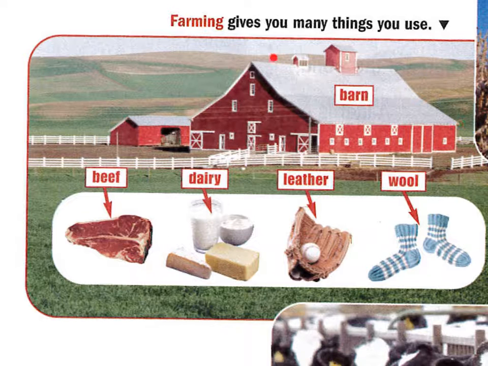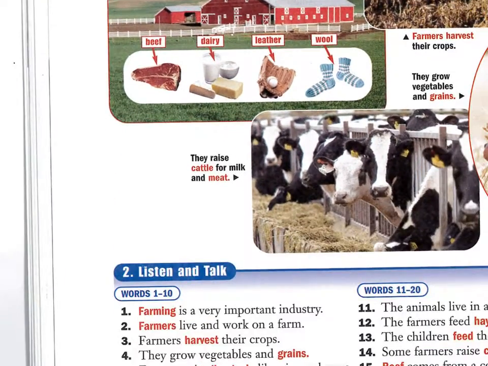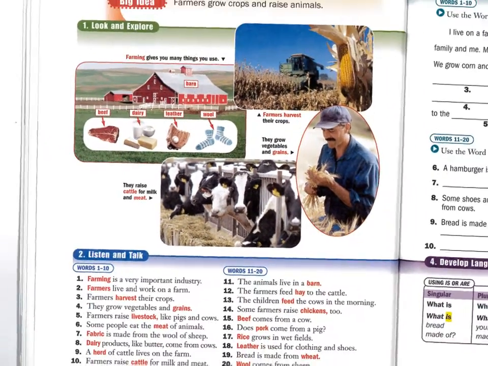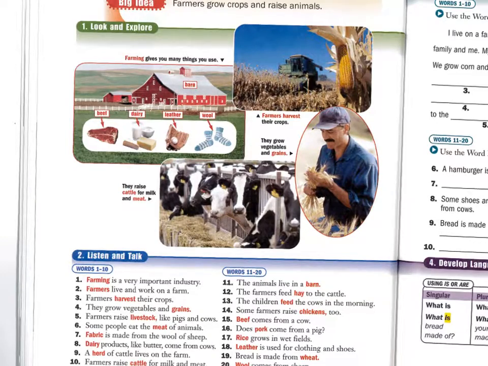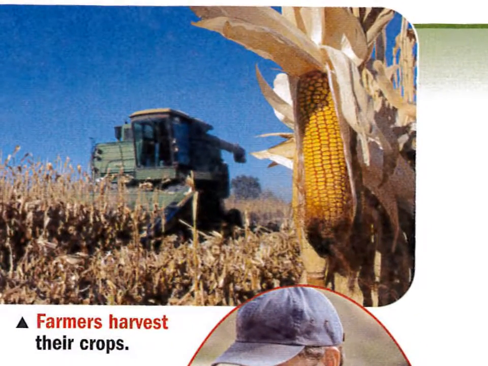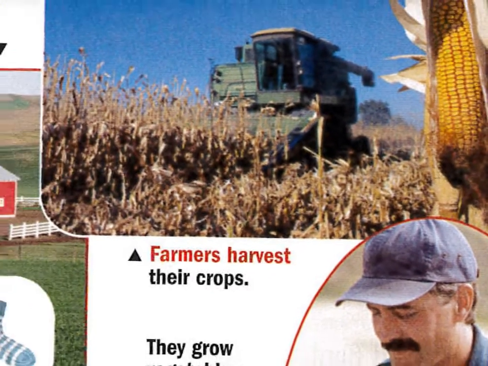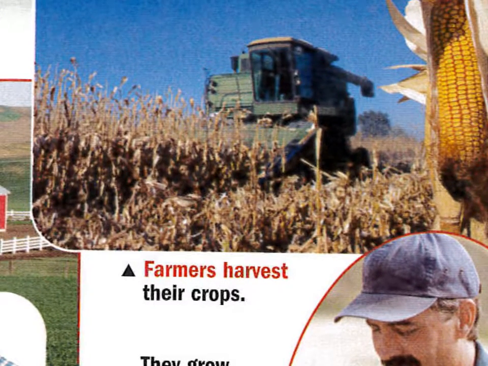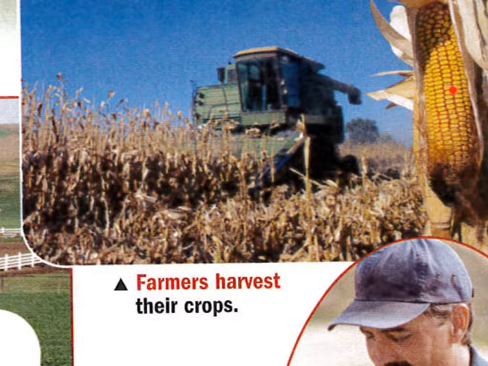This is a farm, and this is called a barn. Farmers harvest their crops. Harvest means they are cutting down the growing plant, the corn here, so that it can be turned into food we can eat, sold in the grocery store like this, or turned into cornmeal, masa, etc.